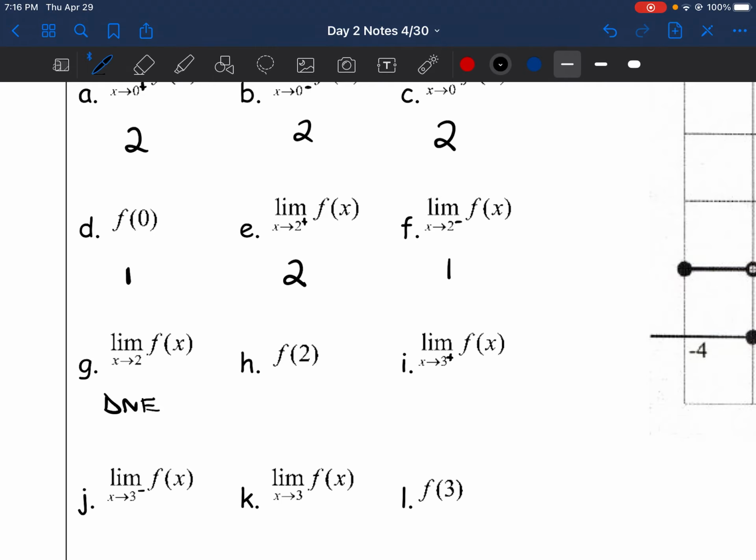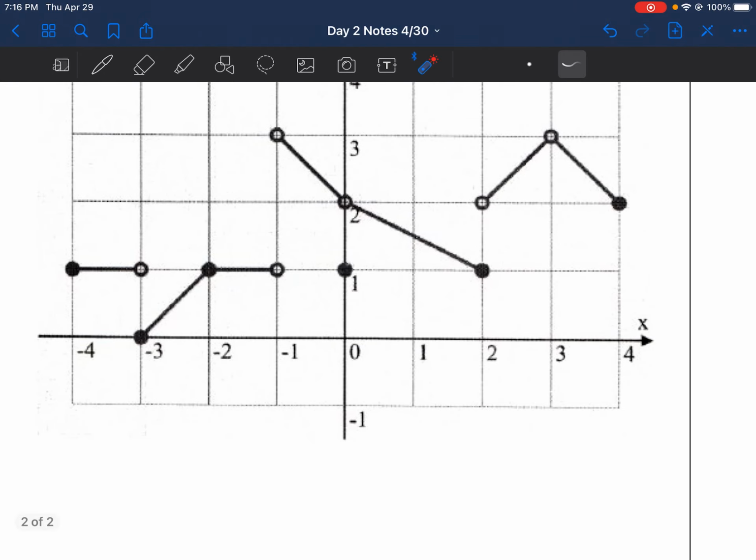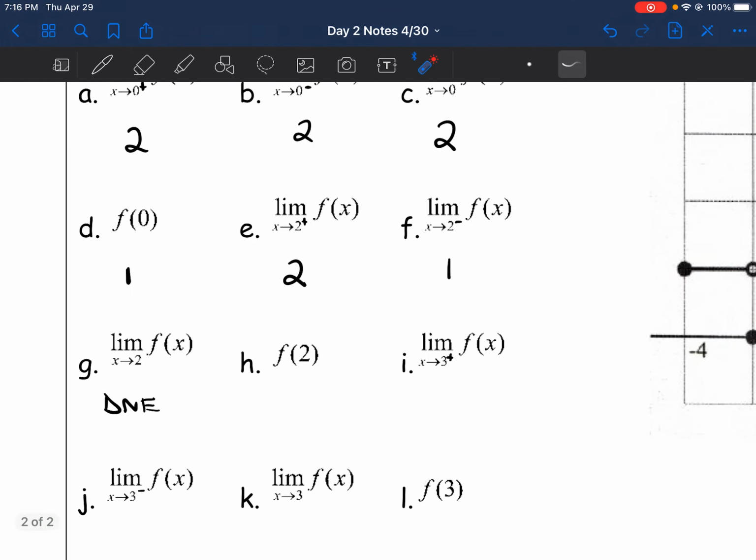Okay. Again, for completion's sake, let's go ahead and look at the actual function value at 2. So at 2, remember the open circle is not defined there. So our function value at 2 is actually going to be here at 1, the y value of 1.